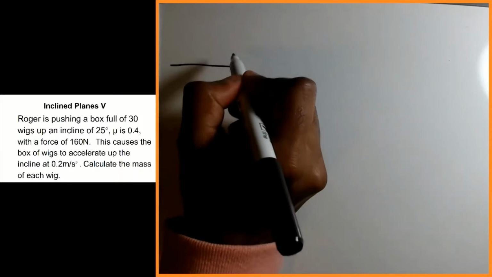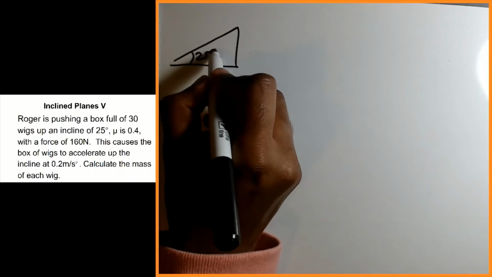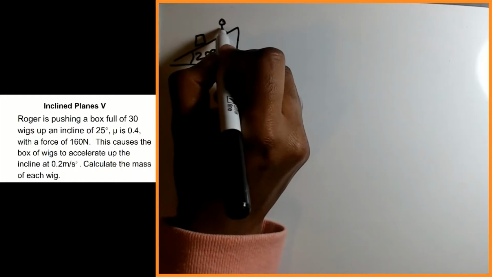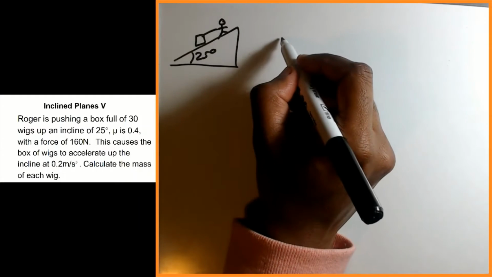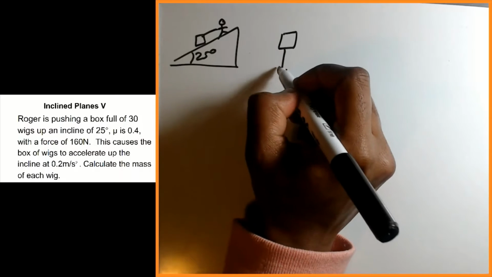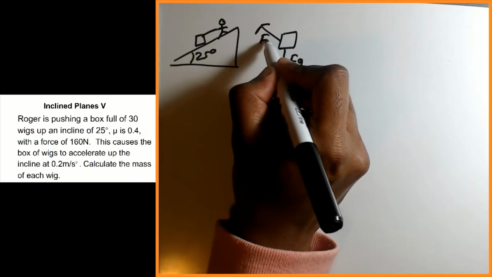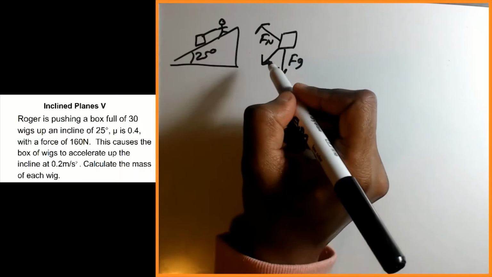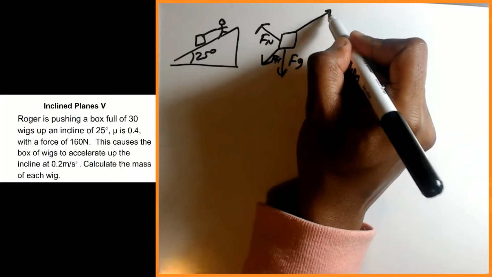So let's get started with the setup. First thing we want to do is to draw a diagram of what's happening. So if that's the incline, that's at 25 degrees, and then we have the box of wigs and Roger who is pulling down. Next, we want to draw a free body diagram of all the forces acting on the box. So we have Fg and we have Fn, like that, and then the force of friction, which is going to be opposite to the acceleration, and the F pull force.